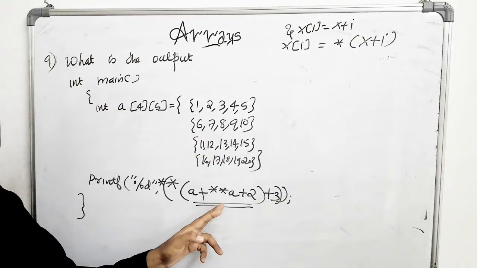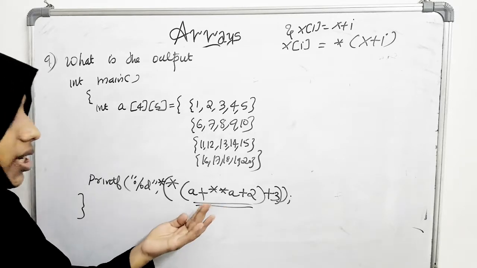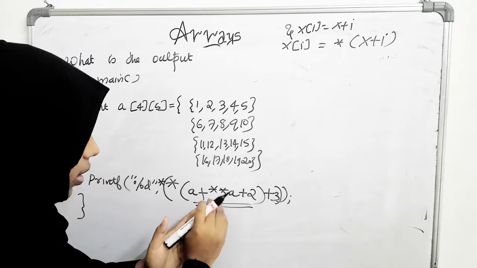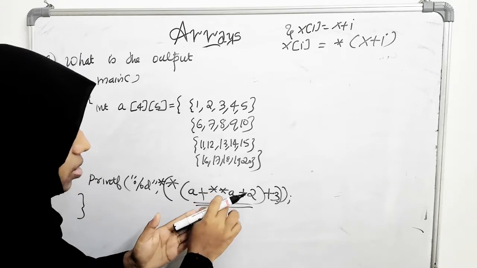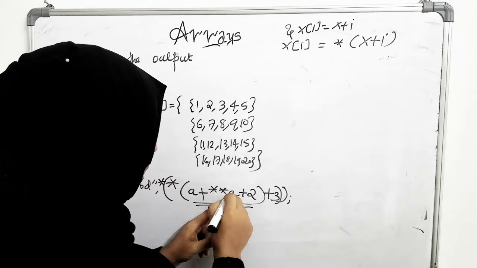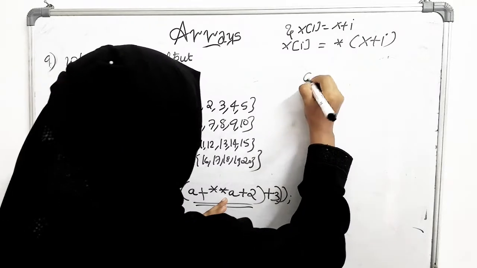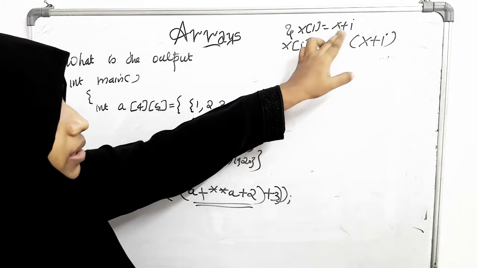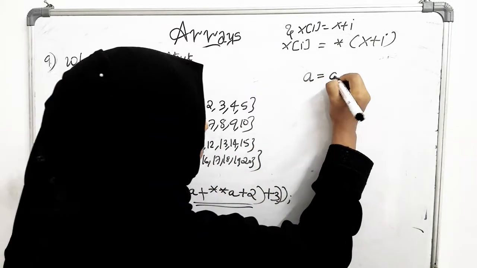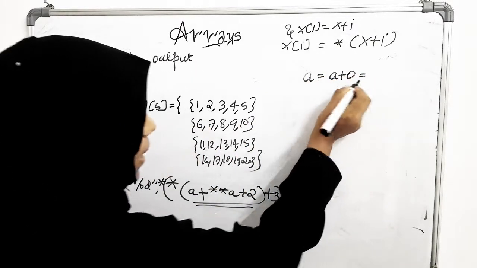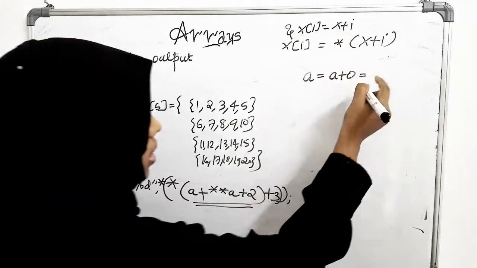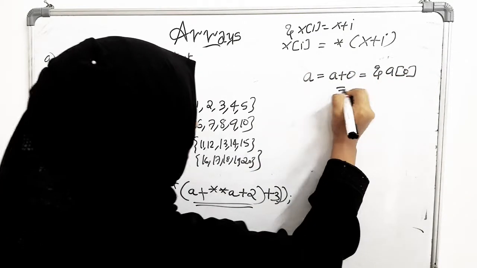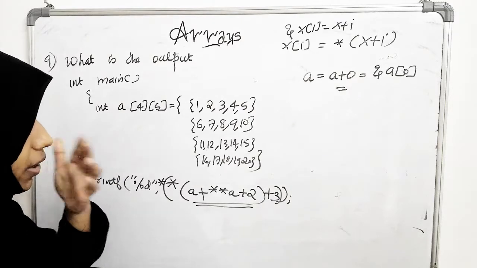So we are executing the innermost bracket first, as we are supposed to do. In the innermost bracket, the highest precedence operator is this asterisk, so you need to find *A. So we have simple A first. As I told, simple A means A plus 0, that is the address of A of 0.